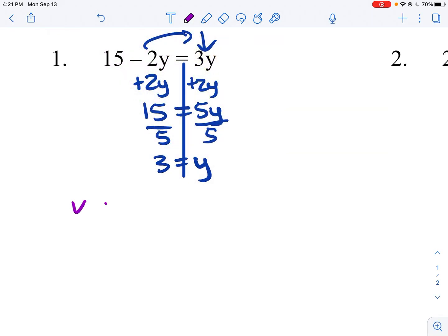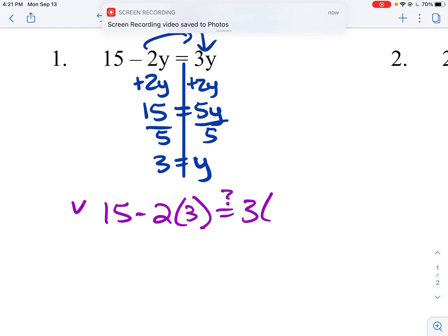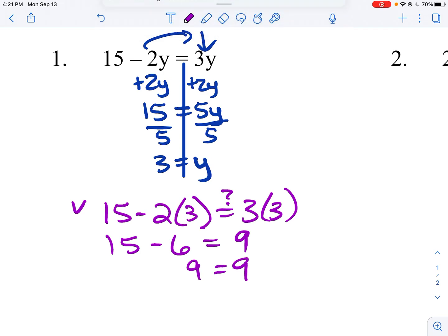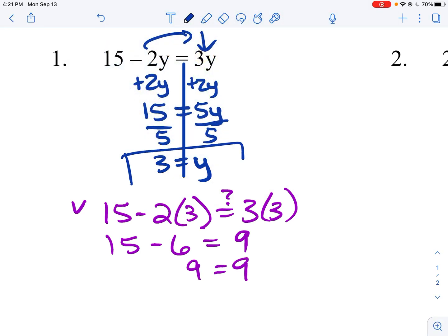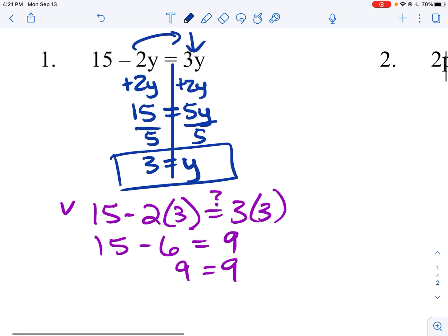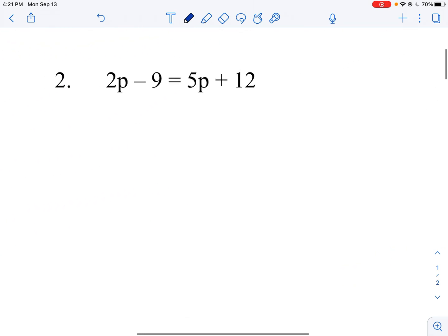Now I can check my work and make sure I did it correctly. 15 minus 2 times 3, does that equal 3 times 3? So 15 minus 6, does that equal 9? Voila, it works perfectly. So this is my answer.